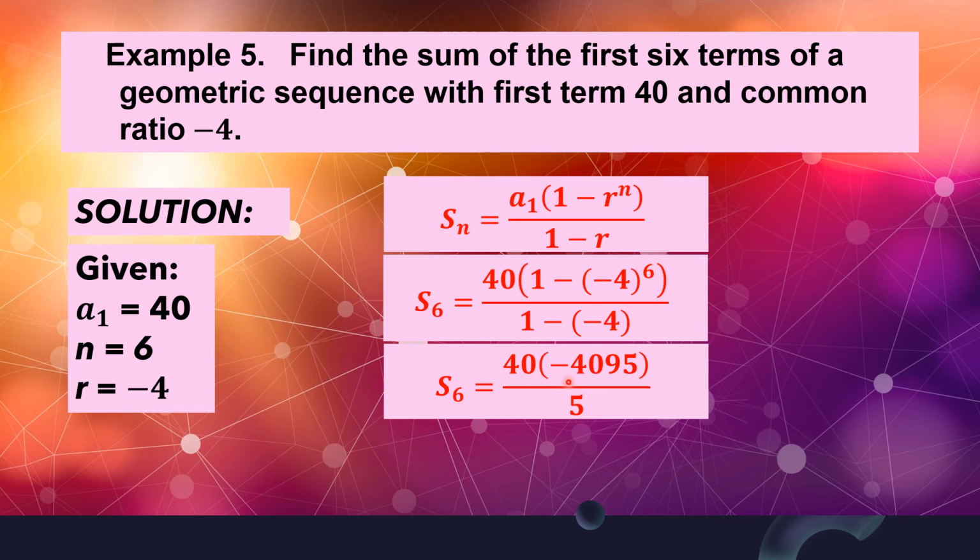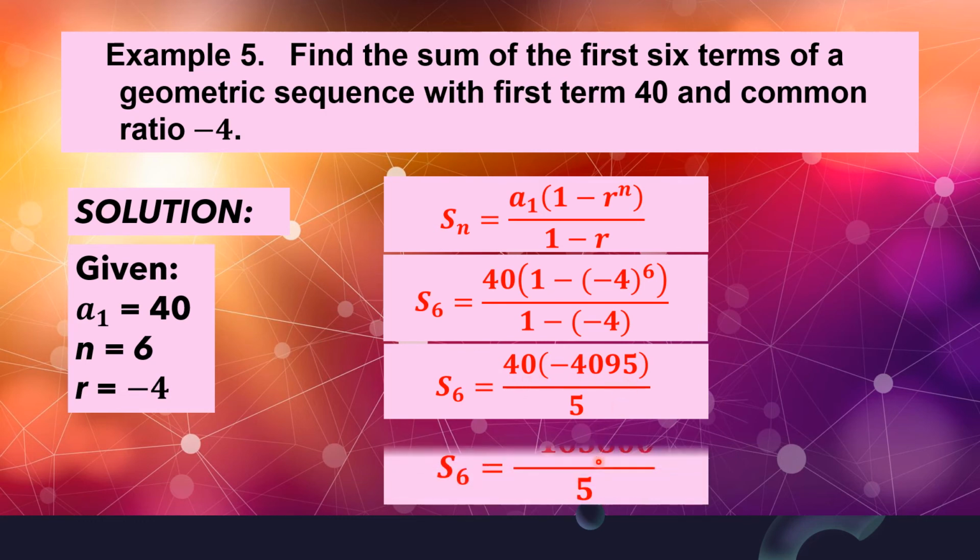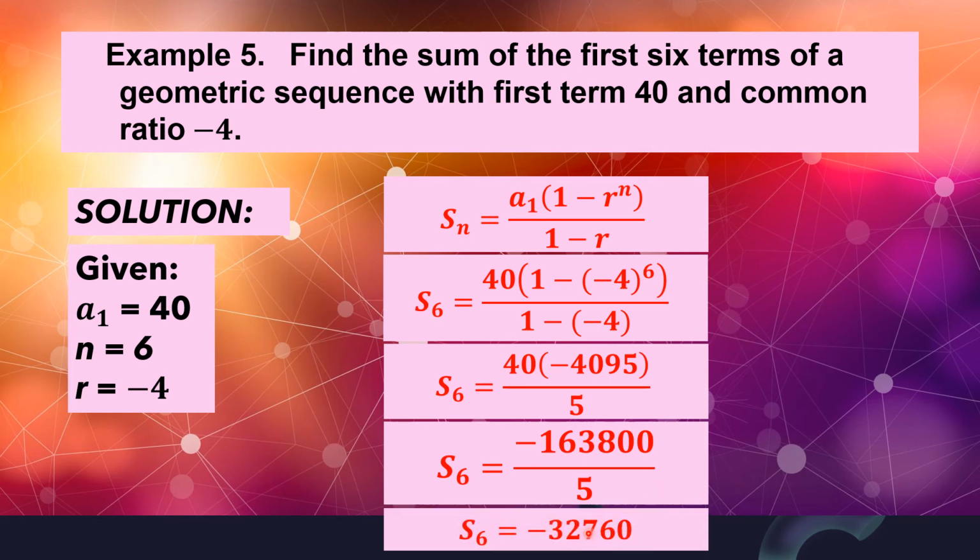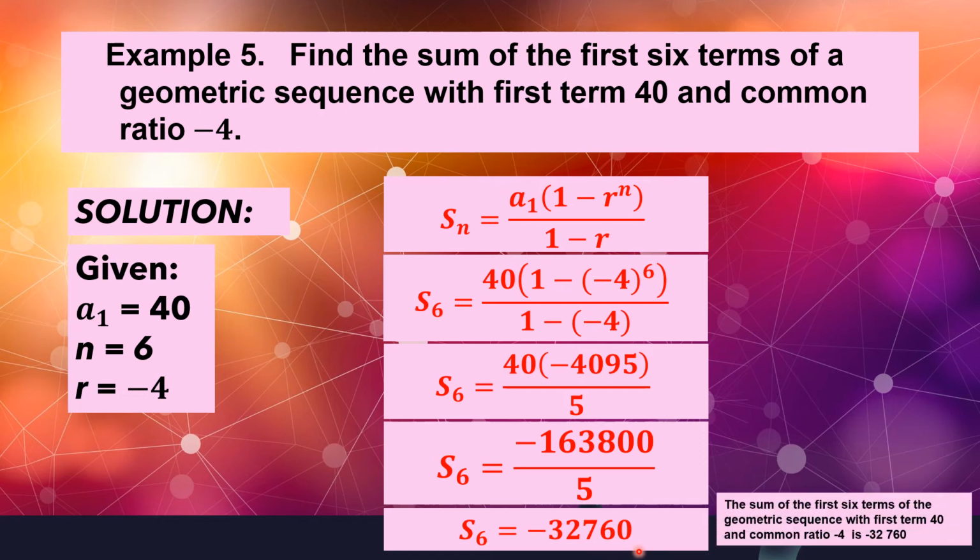40 times negative 4,095 is equal to negative 163,800 all over 5. So negative 163,800 divided by 5 is equal to negative 32,760. Thus, the sum of the first 6 terms of the geometric sequence with the first term 40 and common ratio negative 4 is negative 32,760.